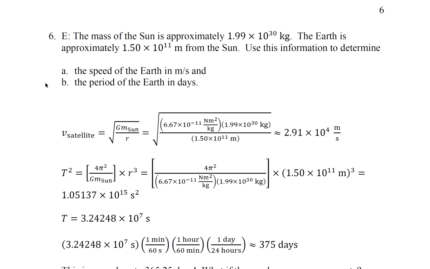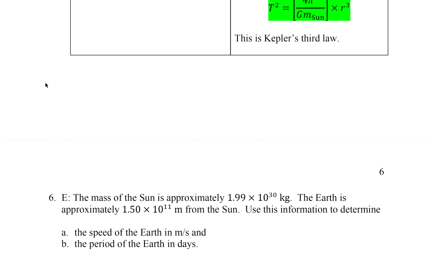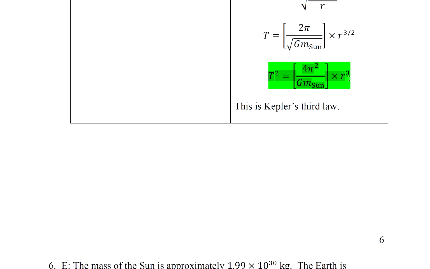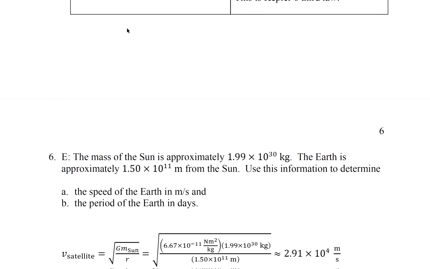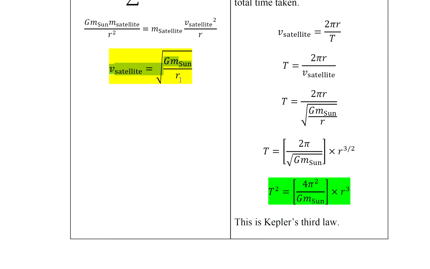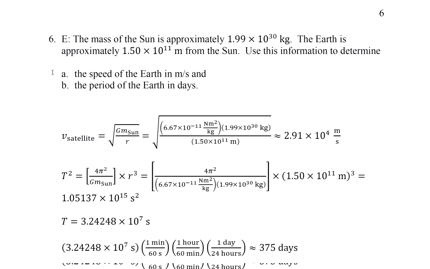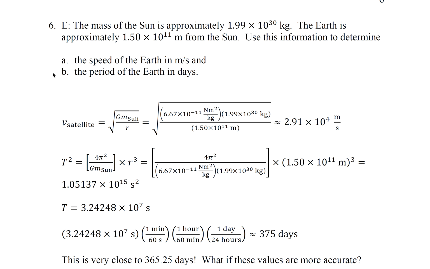Question 6. The mass of the sun is approximately 1.99 times 10 to the 30 kilograms. The Earth is approximately 1.5 times 10 to the 11 meters from the sun. Use this information to determine the speed of the Earth and the period of the Earth. So we're going to use this equation and this equation. The speed of the Earth is about 2.91 times 10 to the 4 meters per second.